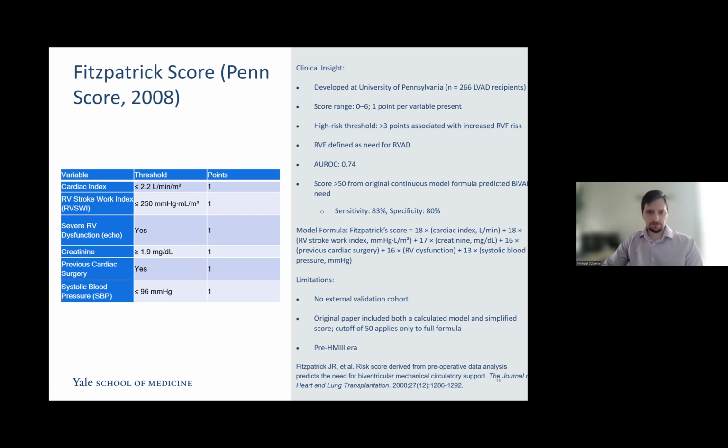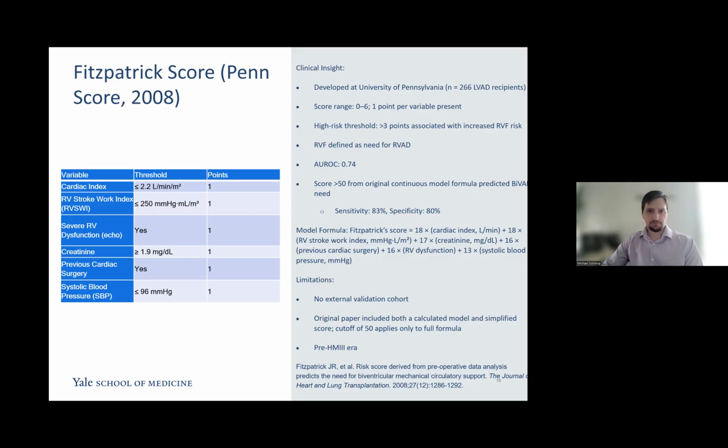And then once you plug in each one of these points, what you do is you multiply that number for each thing. So it's not like you put in the actual cardiac index and multiply it, you just put a 1 in and it gains the 18. Same thing with the RV stroke work index. If it's less than 250, you get a 1. If the creatinine is greater than 1.9, you just put a 1 in. So each of these things adds up to give you the score.